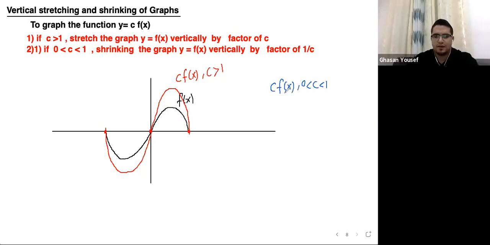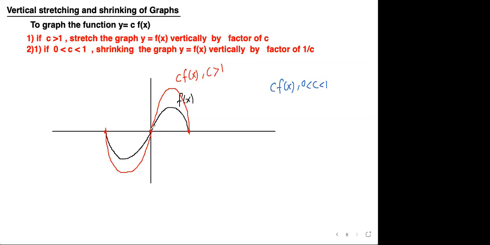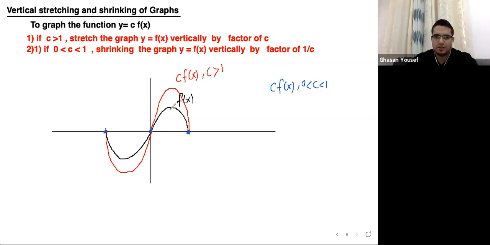For the second one, c times f of x with c between 0 and 1, this means we have to hold this point and push this function, the black one, down. And the same thing here, we push it. So the blue one is c times f of x, such that c is between 0 and 1. Is it clear what we did here?